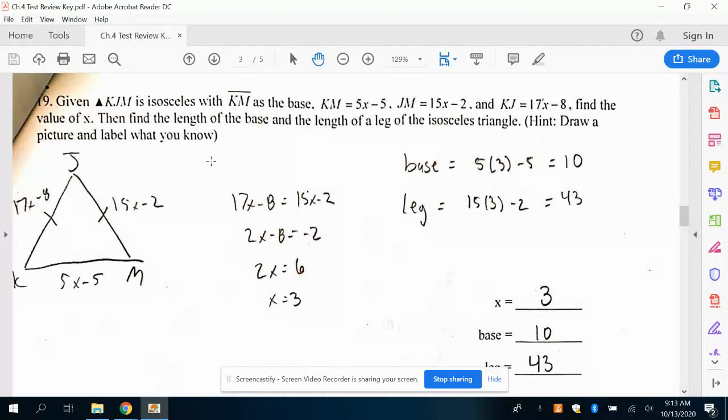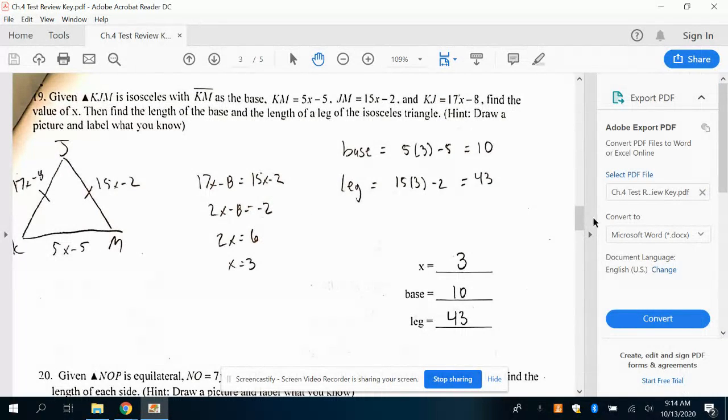Based on this picture, you can now see, okay, if this is an isosceles triangle, again, we know that the two sides that aren't the base are congruent. So that means to find x, you take this 17x minus 8 and you set it equal to the 15x minus 2 here. So that's how you get the following equation. So that's where that one comes from.